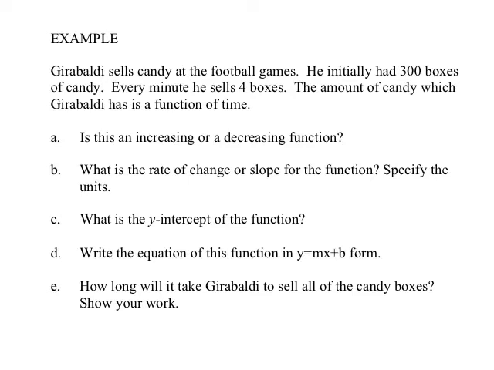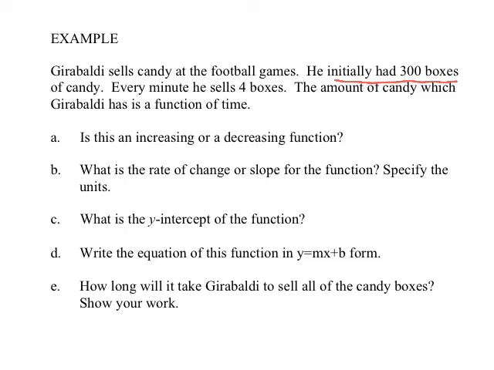Garibaldi sells candy at the football games. He initially had 300 boxes of candy. Every minute he sells 4 boxes. So he's losing boxes of candy every minute, or he's selling them, and his number of 300 is going to go down. And the amount of candy which Garibaldi has is a function of time.